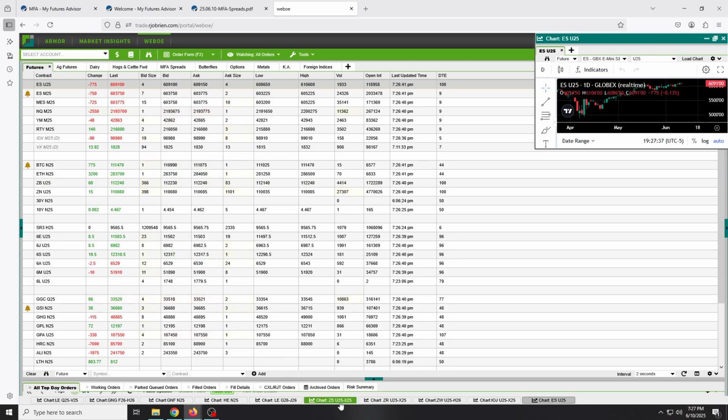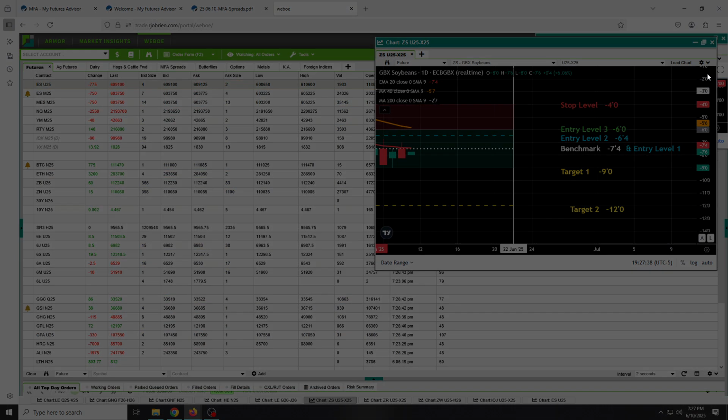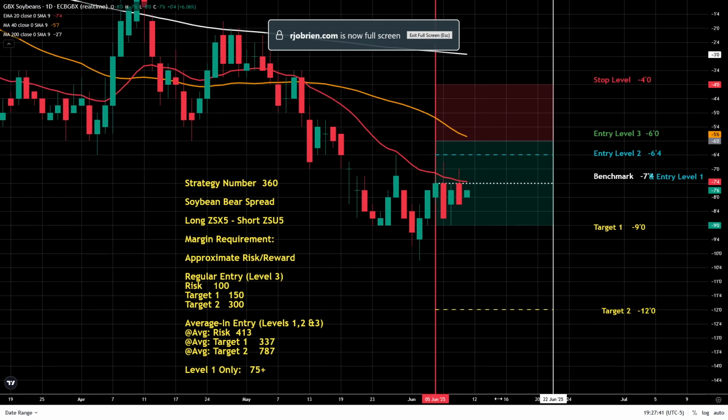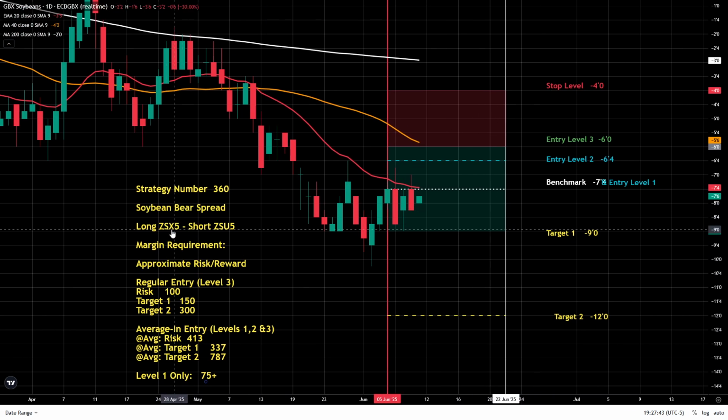Okay, then we've got bear spread soybeans. Strategy number 360, long November, short September. This is the same marketing year, so we're good there. Check the margin requirement on the PDF. Then we've got our risk reward dollar values.